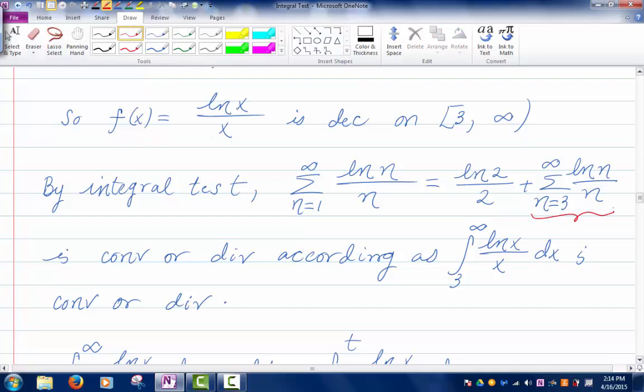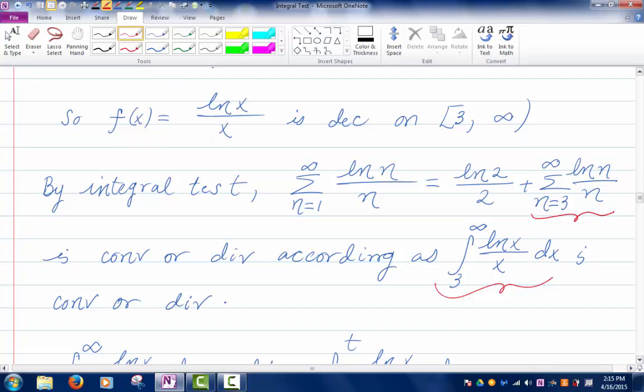But for this series though, I can apply the integral test. How? Because now I know that this series is convergent or divergent according as this guy is convergent or divergent, the integral from 3 to infinity of ln of x over x dx. If that is convergent, then the series is convergent, otherwise divergent, right? So we found starting at n equals 3, it starts decreasing. Yeah, that's right.